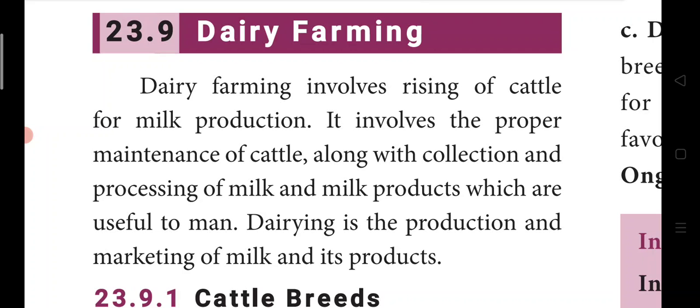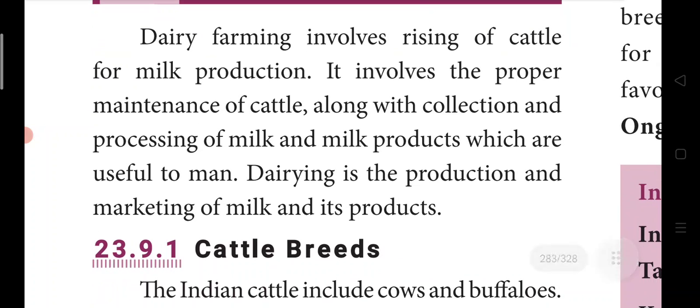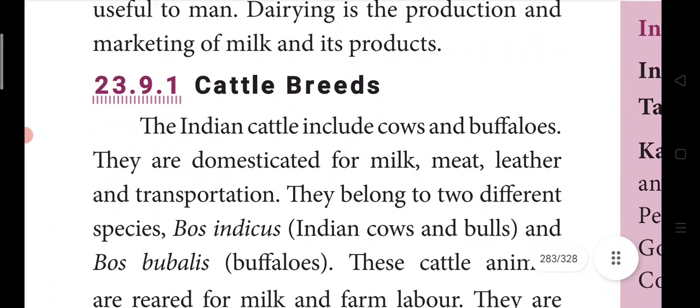Dairy farming involves the raising of cattle for milk production. So, exclusively for milk production and milk products only, we are going to see under this dairy farming. What are the steps involved? How do we collect the milk and how is it processed? And how are the milk products prepared? How is it useful to human beings? All this we are going to discuss under this topic.